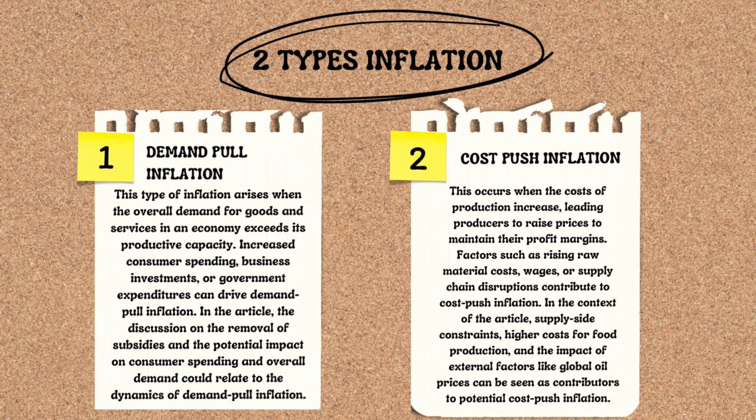Second, cost-push inflation. This occurs when the cost of production increases, leading producers to raise prices to maintain their profit margins. Factors such as rising raw material costs, wages, or supply chain disruption contribute to cost-push inflation. In the context of the article, supply-side constraints, higher costs for food production, and the impact of external factors like global oil prices can be seen as contributors to potential cost-push inflation.